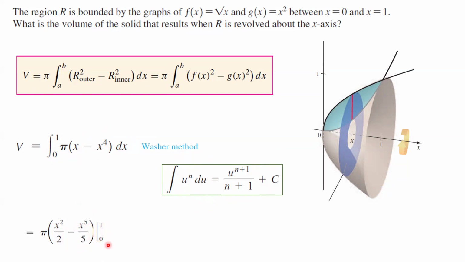Then you plug in 1, you plug in 0, and do the subtraction using the fundamental theorem of calculus, which gives you 3 pi over 10. So the volume of the three-dimensional object is 3 pi over 10.